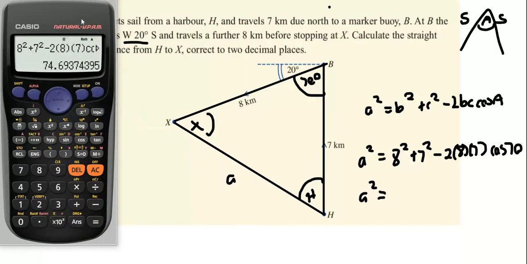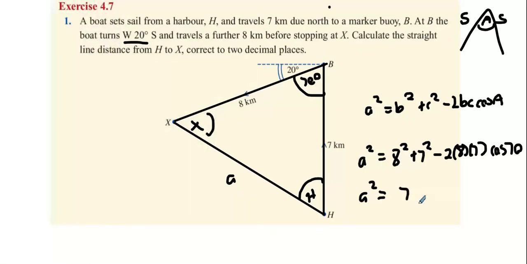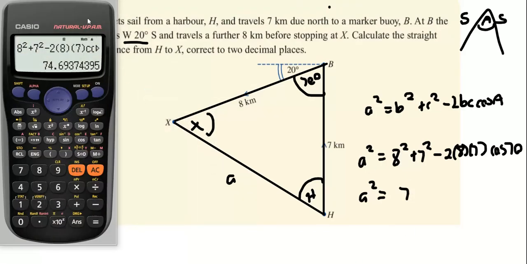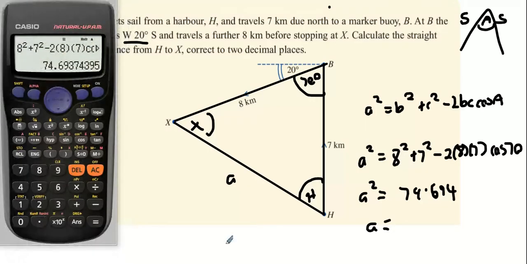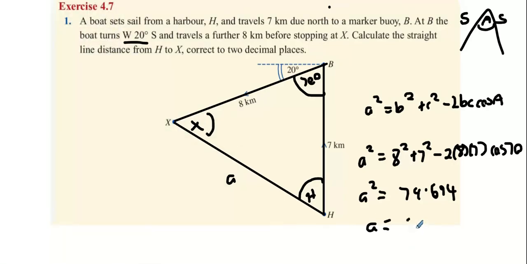So what's it again? 74.694. We're going to square root that answer to get the result we're looking for. So root 74.694. Yeah, 8.66 to 2 decimal places, because the 65 rounds up to a 66. 8.66 kilometers. Right, so that's question 1 done.